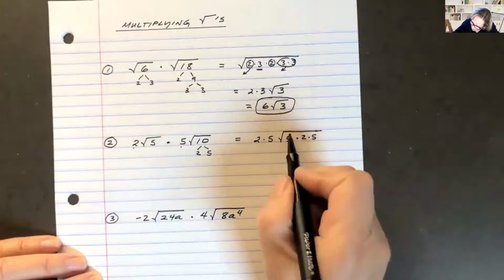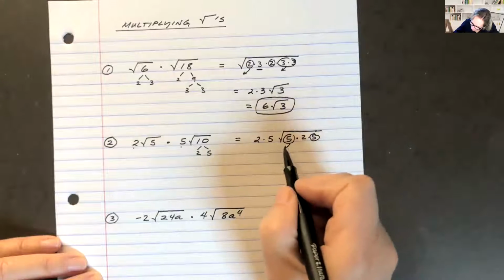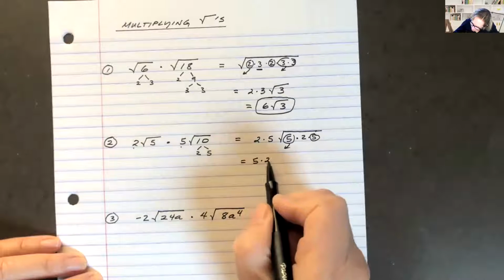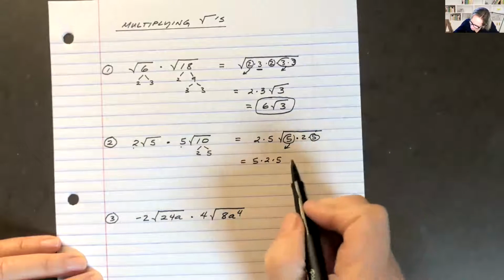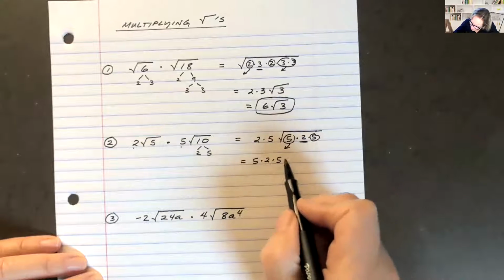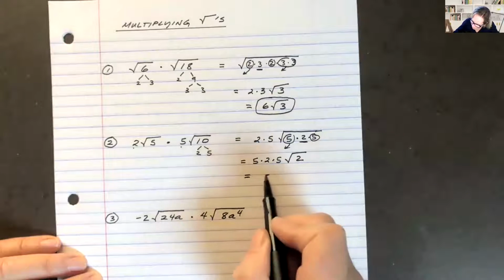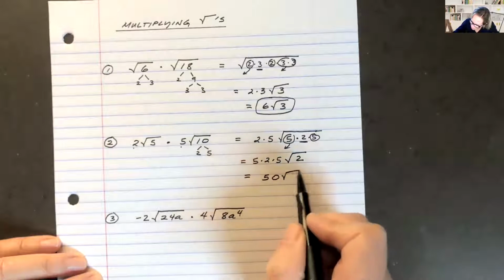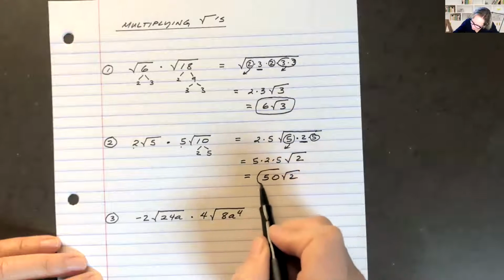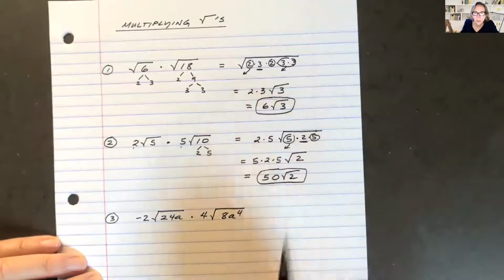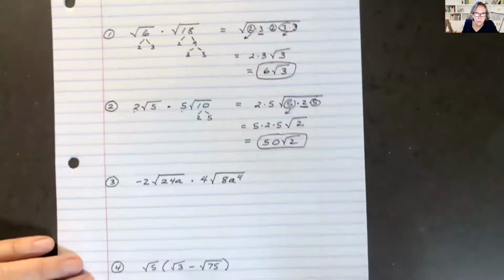And as you can see, I've got a pair of 5s. So a 5 will come out to the front. So I've got 5 times 2 times 5, and the square root of 2 will stay in. So this is 10 times 5, or 50, times the square root of 2. Again, no perfect squares are left under the radical. Nothing that can be broken down further.